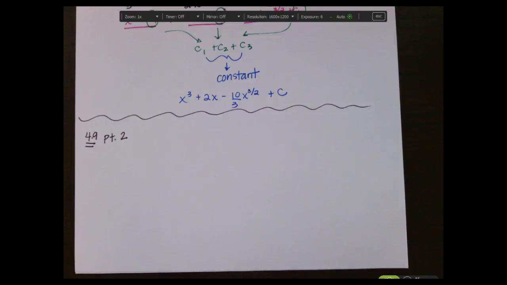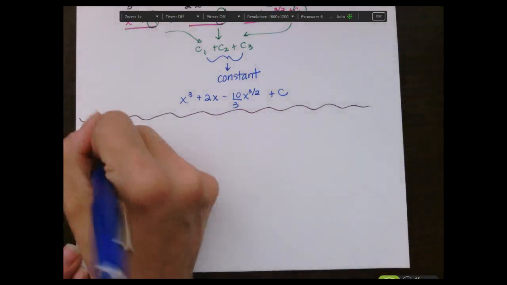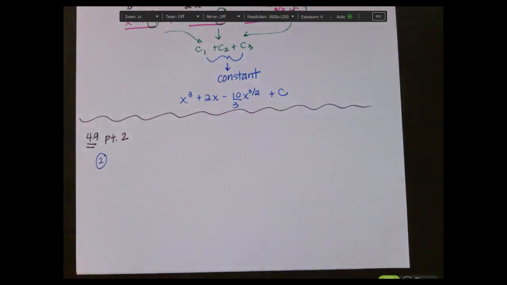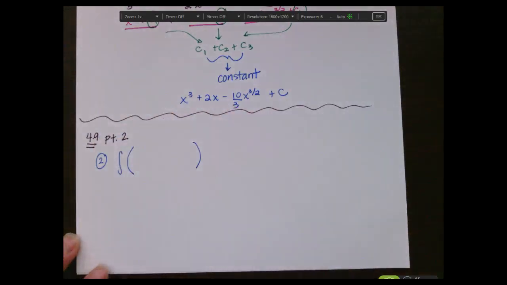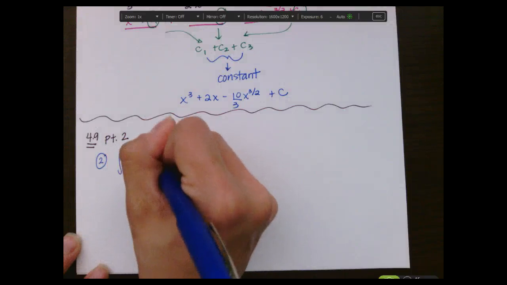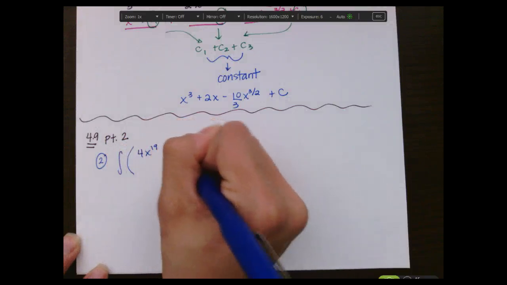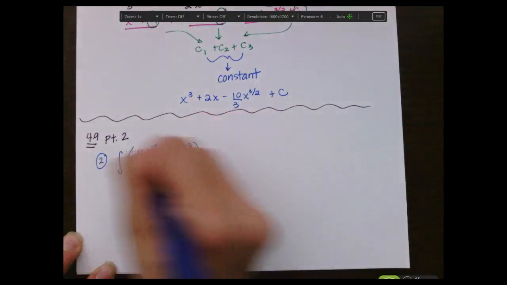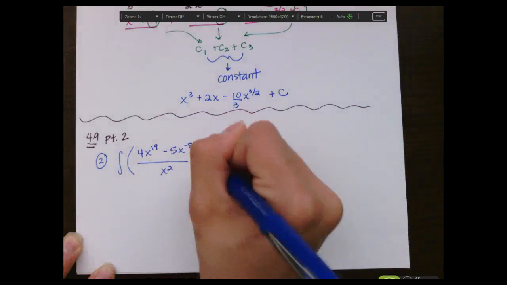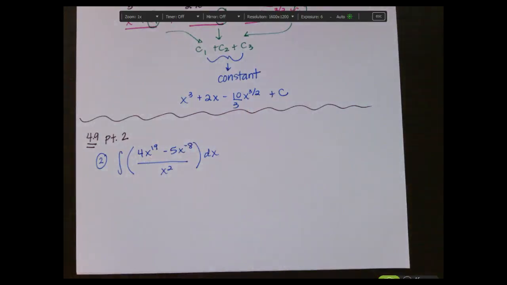In the second part of 4.9, I'm going to continue to show you some more techniques for finding antiderivatives and hopefully help you with the process of thinking backwards. So this second example, we're going to be taking the antiderivative of a fractional expression, a rational function: 4x to the 19th minus 5x to the negative 8, all over x squared. And of course I need to say with respect to which variable we are taking the antiderivative.